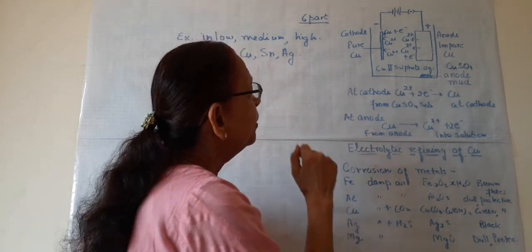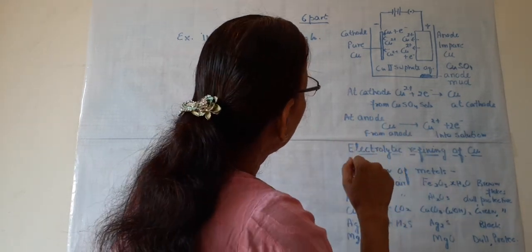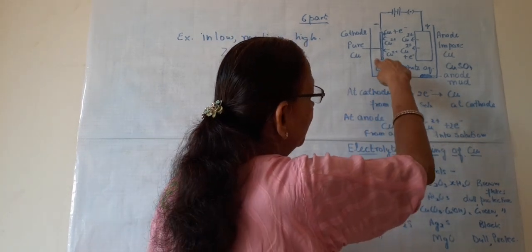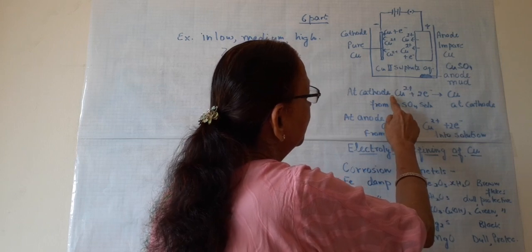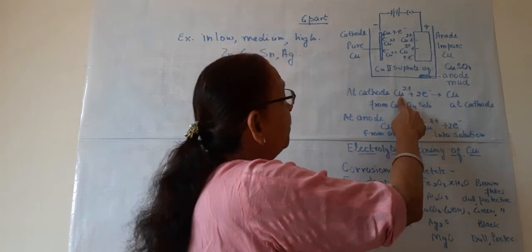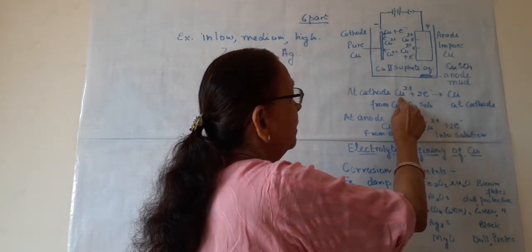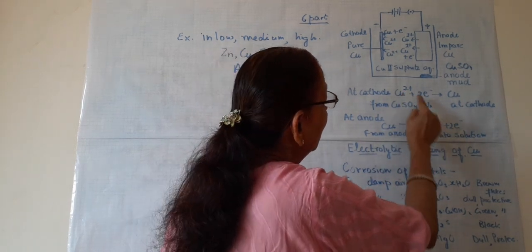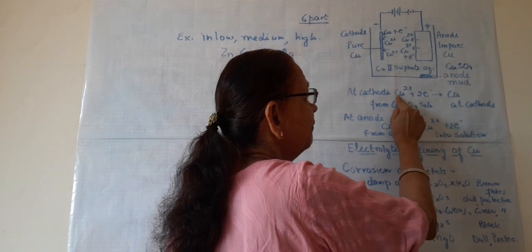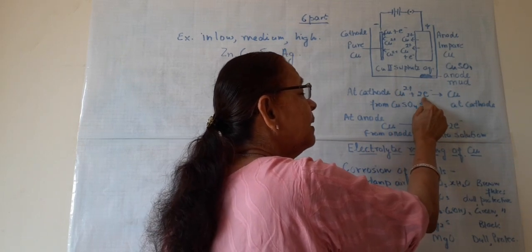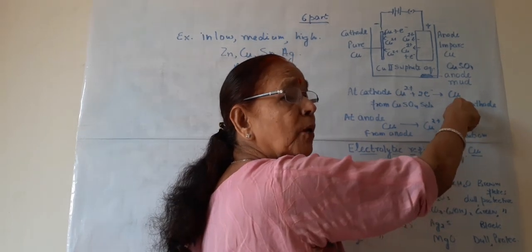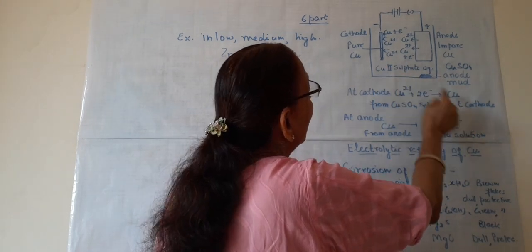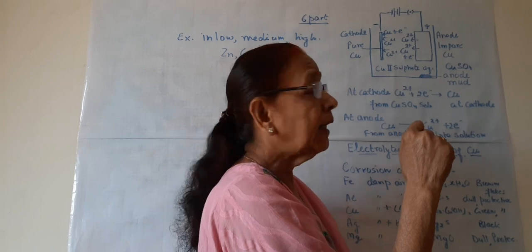I have written two equations here. You just look at them. What is happening at cathode? This is cathode. What is happening at cathode? The copper ion from the solution, this ion, where has it come from? It has come from this electrolyte, copper sulfate solution, plus electrons, and a neutral copper atom is formed at cathode and it is deposited at cathode.